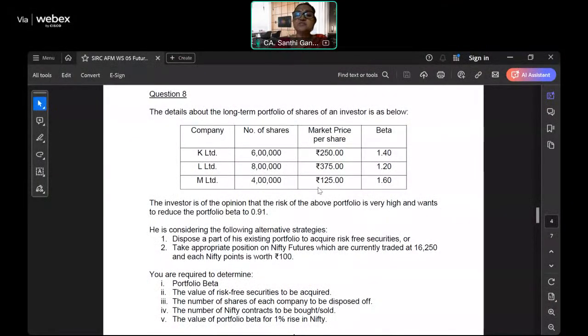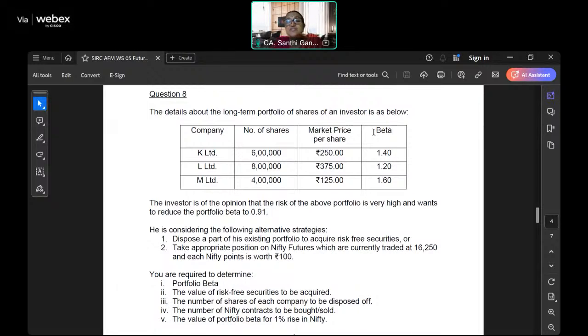Now let us see what this problem is about. You are required to determine the portfolio beta. Again, same story. Portfolio beta is the weighted average beta of the individual securities that constitute the portfolio, where the investment proportion of each security is taken to be its weight. Then the value of risk-free security to be acquired. The number of shares of each company to be disposed of. The number of Nifty contracts to be bought or sold. The value of portfolio beta for a 1% rise in Nifty.